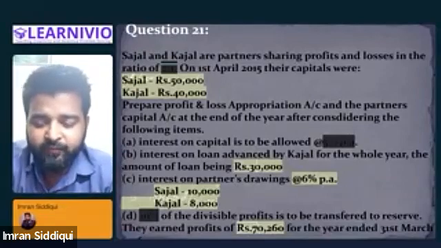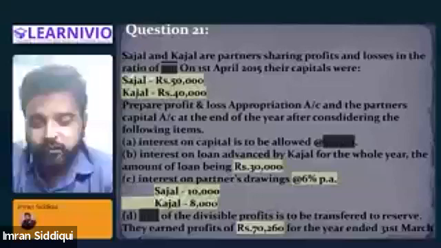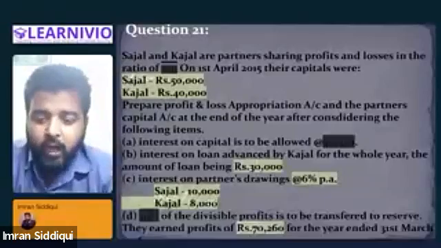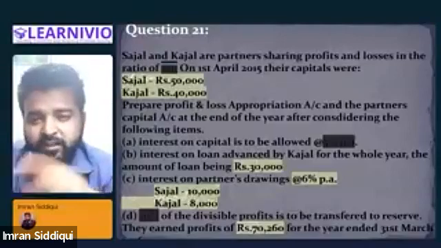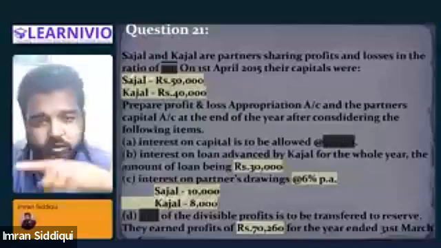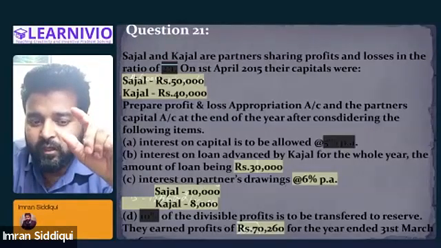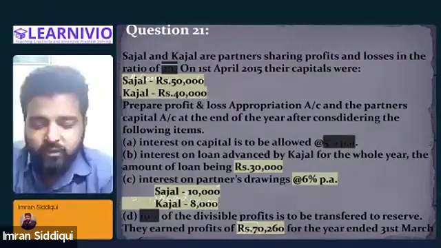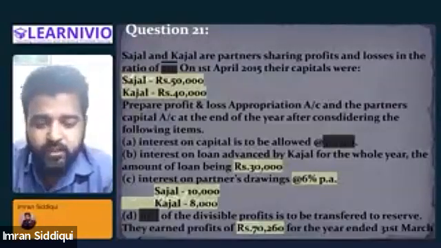Right? And then the question further says in adjustment D, 10% of the divisible profit is to be transferred to the reserve. Now it means that whatever the divisible profit that you will calculate, out of that divisible profit, you have to first transfer 10% of the divisible profit to the reserve, and then whatever the remaining amount that will be left, that amount will be distributed among the partners depending upon their profit sharing ratio. So this point is different in this question. Reserve point was not there in the previous questions.